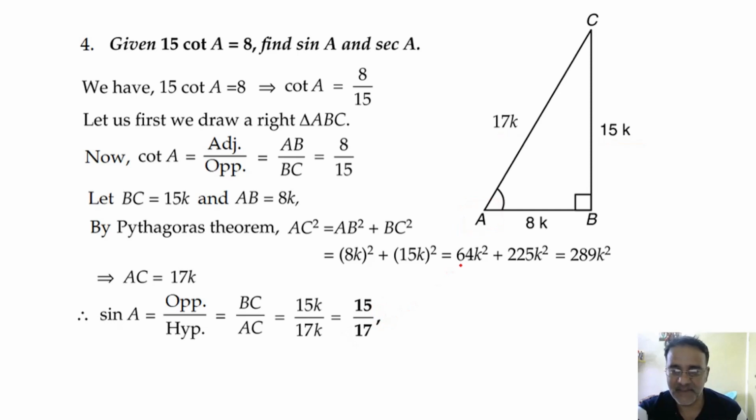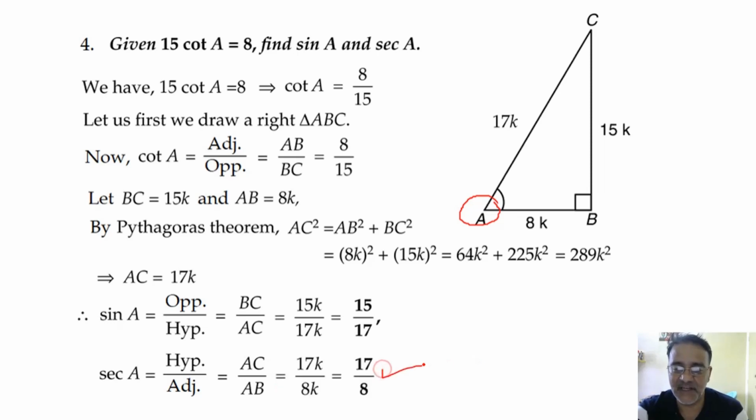Sec A. Hypotenuse upon adjacent. Which side is adjacent to this angle? AB. Right? And hypotenuse is AC. So AC by AB. 17k by 8k. So we are getting 17 by 8. Any doubt?